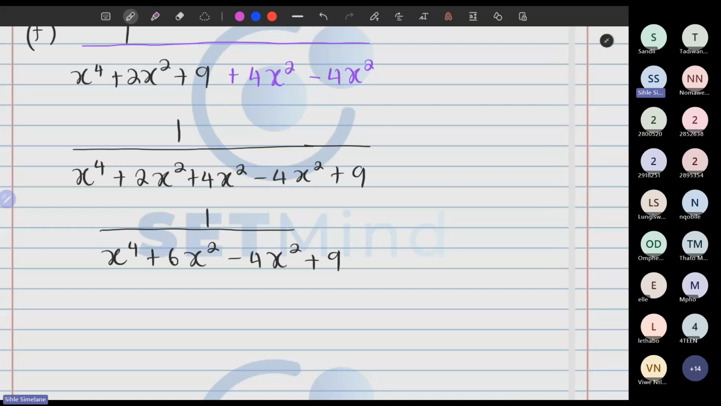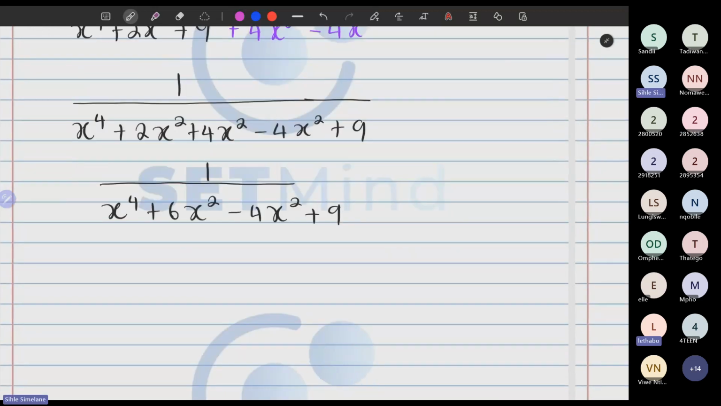Why are you excluding it? Because I wanted to factorize this other part and deal with that. Okay. So the other part, we can clearly see that it will be, for example, when you look at this, we can all agree that it will end up giving us x squared plus 3 all squared.